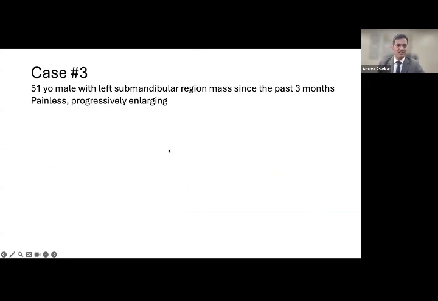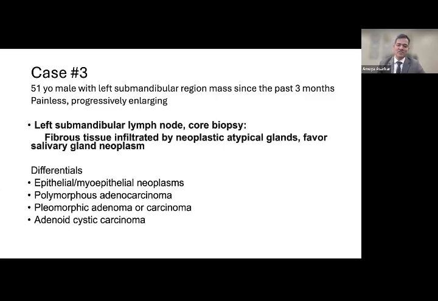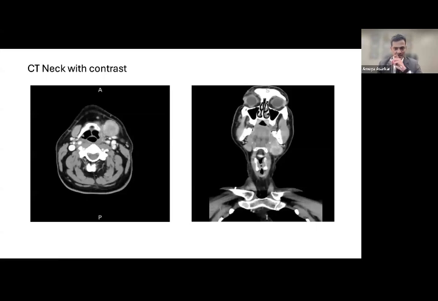Quickly moving on then to the third case, a 51-year-old male with a left submandibular region mass, which has been painless and progressively enlarging. The patient actually came to us with a report of a core biopsy, which did say neoplastic atypical cells, and then differentials, which actually included everything from epithelial neoplasms all the way to adenoid cystic carcinoma. And this was a CT scan with contrast for this patient. What would be the next steps? Dr. Gillespie, how would you proceed for these patients?